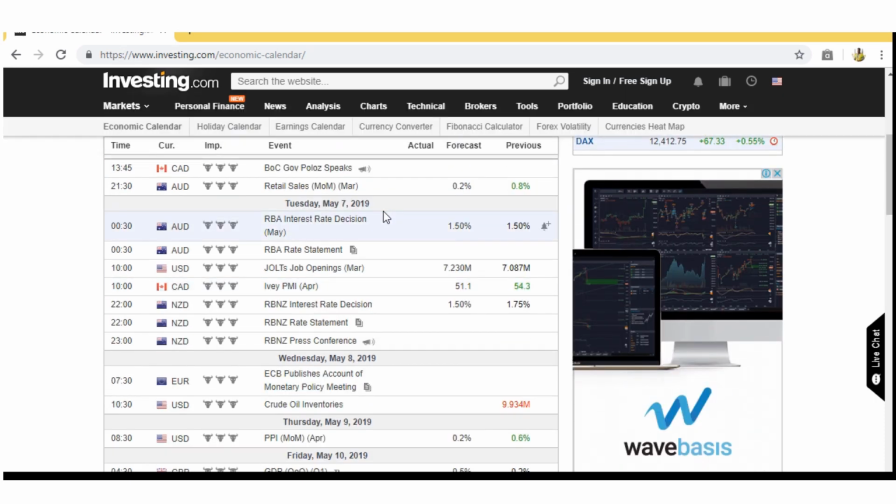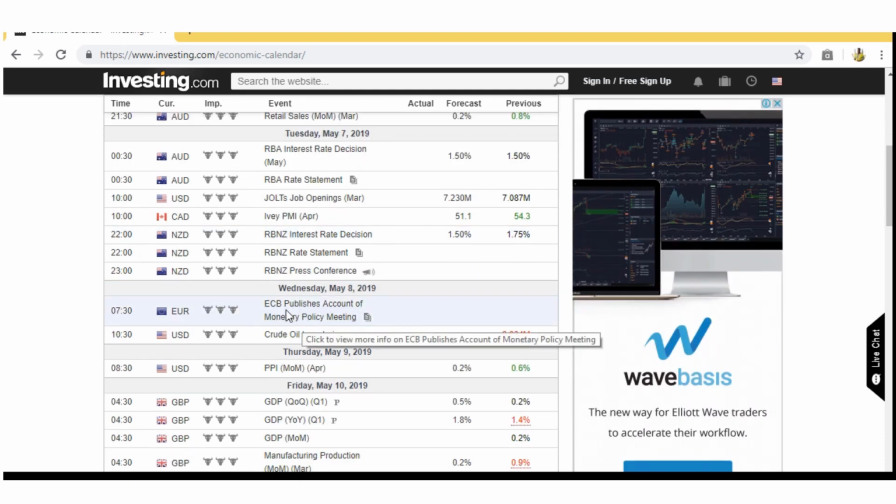Tuesday is a pretty volatile day. Interest rate decision from the Reserve Bank of Australia. The CAD has the IVEY PMI report. The NZD would also have an interest rate decision. So Tuesday will be a pretty volatile day for the AUD and the NZD.